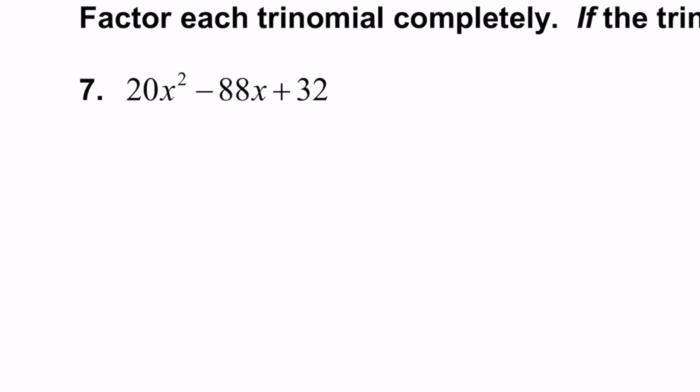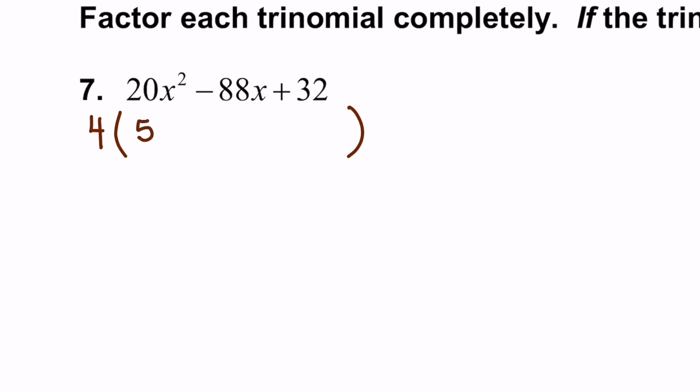Okay, looking at number 7. Now I'm noticing all of these are even, so I know at least a 2 comes out. But since these are kind of bigger, I'm wondering if I could do a 4 or maybe even an 8. So 4 will go into 32, 88, and 20. 8 will not go into 20. So I'm thinking that we're going to start by pulling a 4 out. If you pull it out and you notice they're all still even, then maybe try it again.